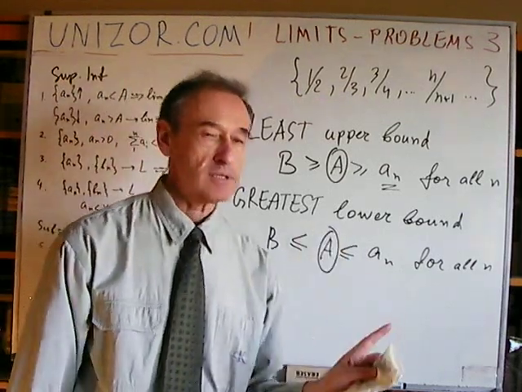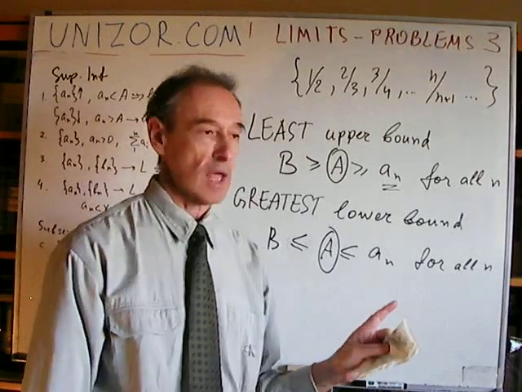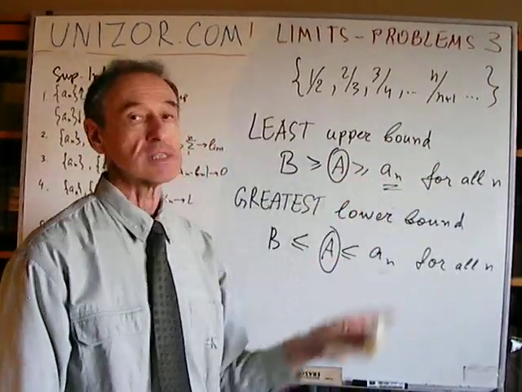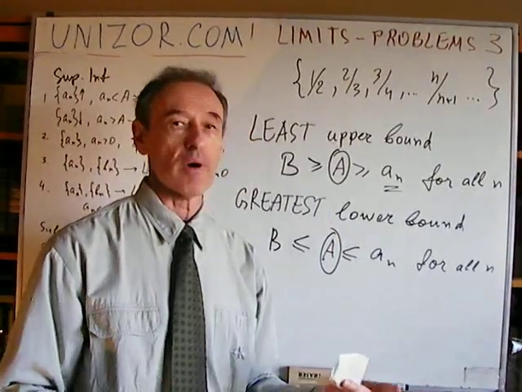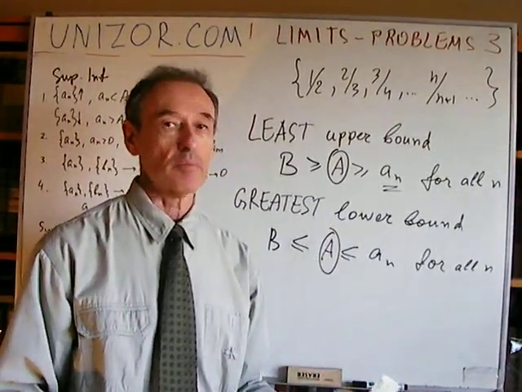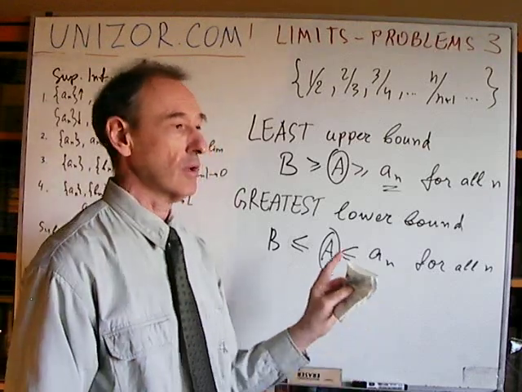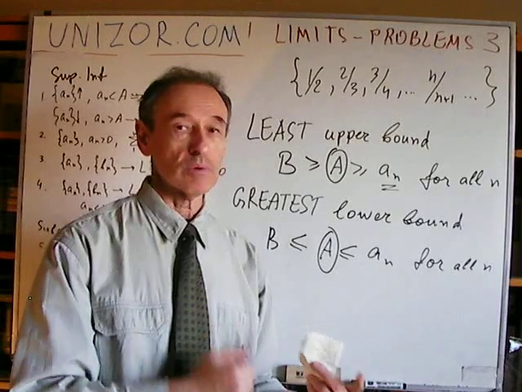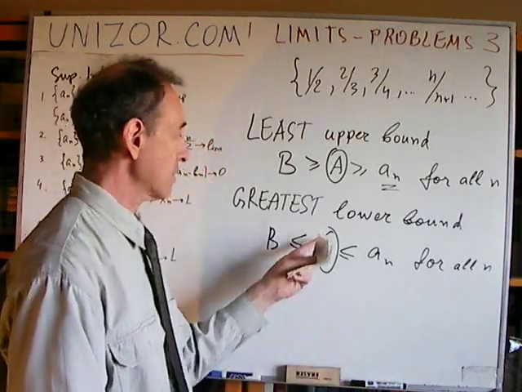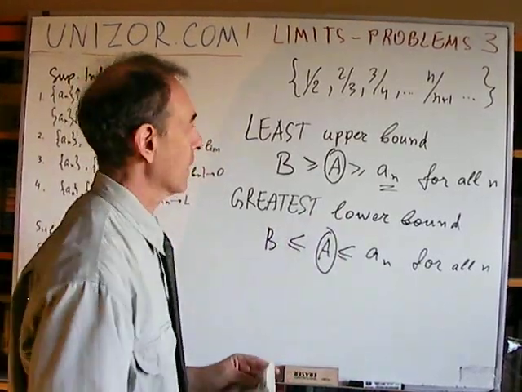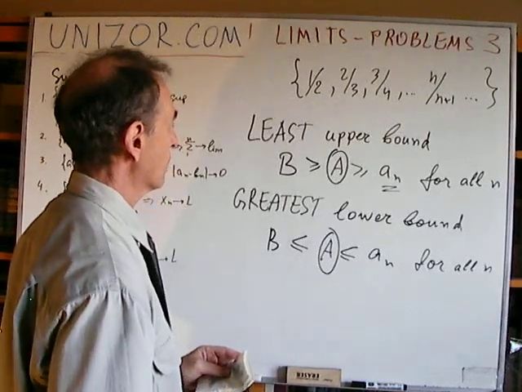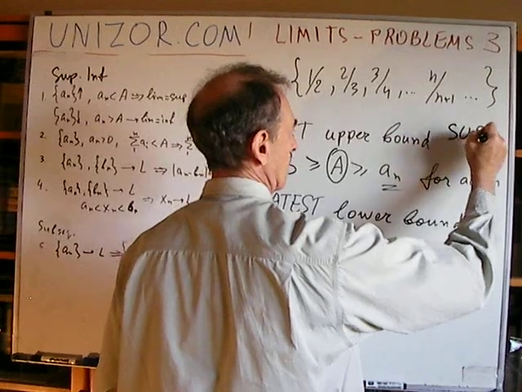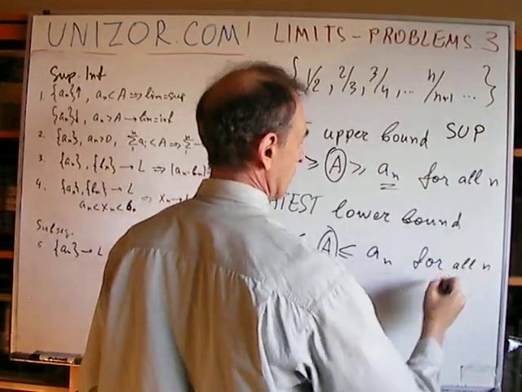So the axiom of completeness states that if there is an upper bound for a sequence, then there is the least upper bound. So there is a concrete real number, we're talking about real numbers only right now, which is not only an upper bound, but also the least upper bound. And similarly with the greatest lower bound. Now, the first one is called supremum, and the second one is called infimum.